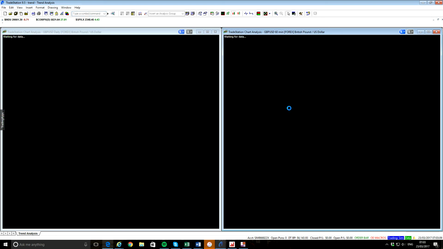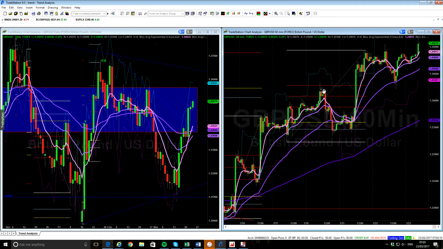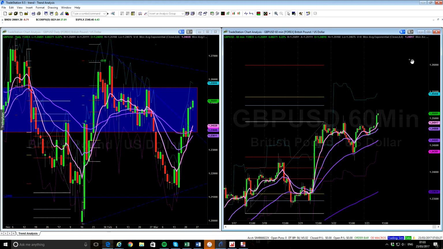So we'll move on to the pound. The pound has broken out and confirmed from this flag formation, the pennant formation I mentioned previously. We're currently testing the highs today. We retraced on the hour, which does open up the move up to 1.26. This is a realistic target.